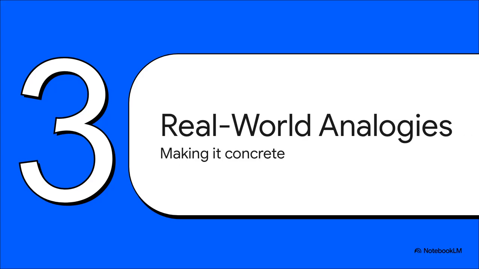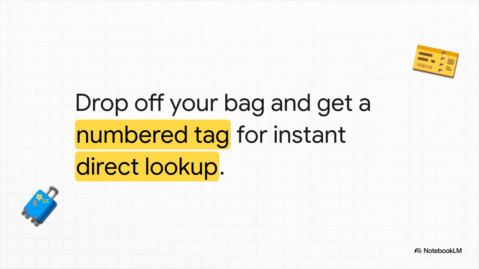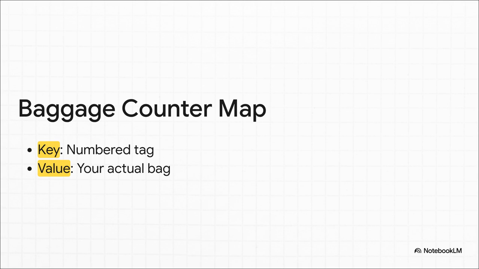Let's move to Section 3, real-world analogies. Let's make this concrete. Imagine you're walking around the mall and you decide to drop off your heavy shopping bags at a baggage counter. The attendant takes your bag, which represents the value, the actual data being stored. In return, they hand you a numbered tag. That tag is your key. Now, when you come back, you don't ask the attendant to go searching through every single bag in the room for your specific blue one, right? You just hand them the tag. It's a direct lookup. You give the key, you get the value instantly.